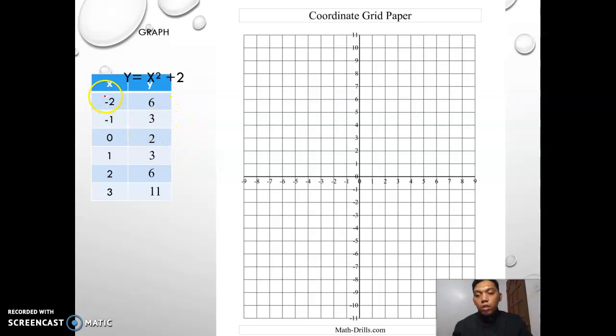So let's connect now the ordered pairs. We have (negative 2, 6). Where is it? It's somewhere at negative 2, then 6, so it's here. (Negative 1, 3) is here. (0, 2) is here. (1, 3) here. (2, 6), then (3, 11). Alright? So I hope you follow.